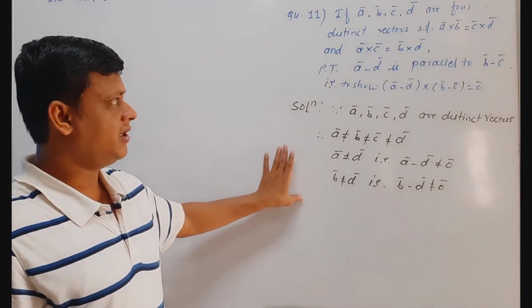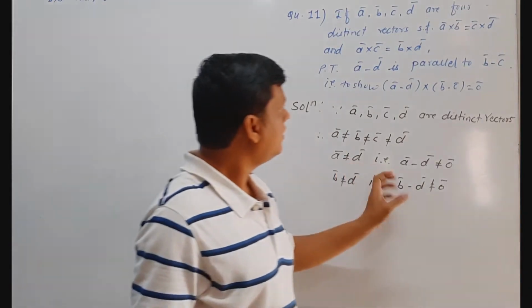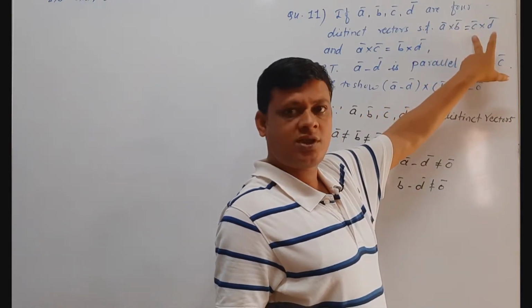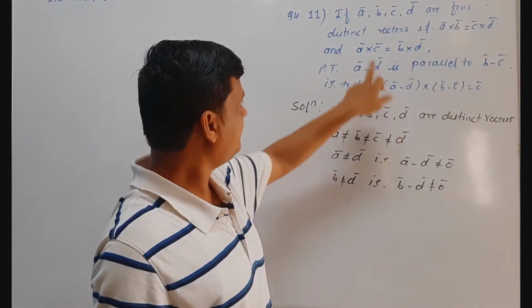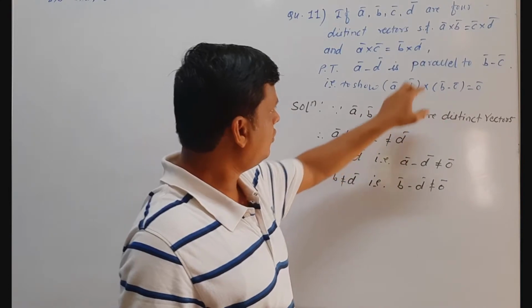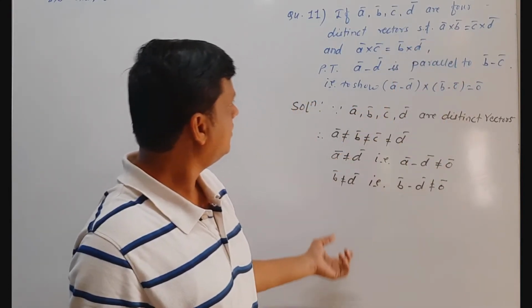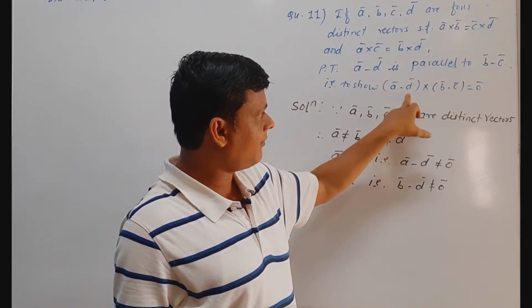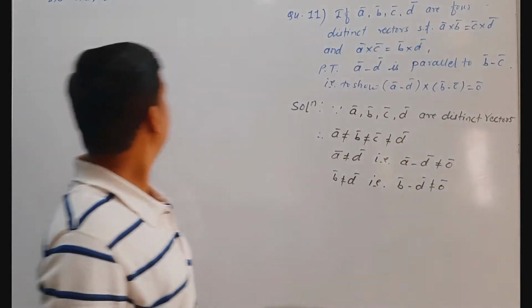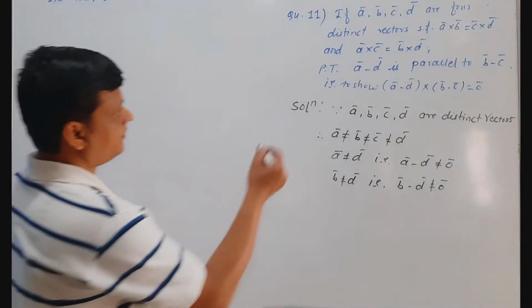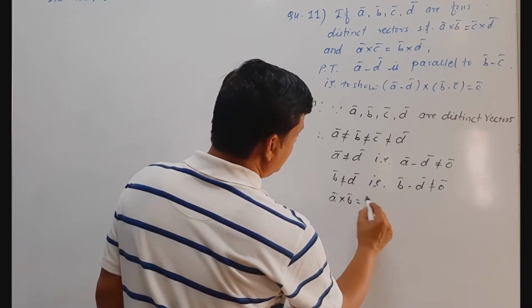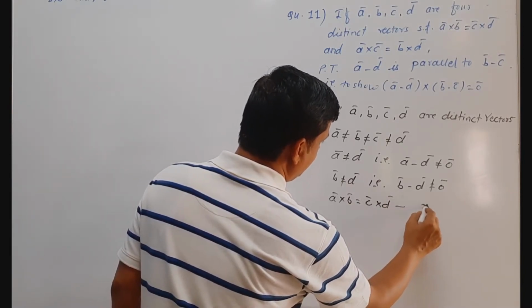Now this is the first condition, and the second condition is that these vectors are such that a bar cross b bar equals c bar cross d bar, and a bar cross c bar equals b bar cross d bar. So we take the vectors in the form a bar minus d bar, b bar minus c bar. We use this second condition. We denote a bar cross b bar equals c bar cross d bar as equation number 2.